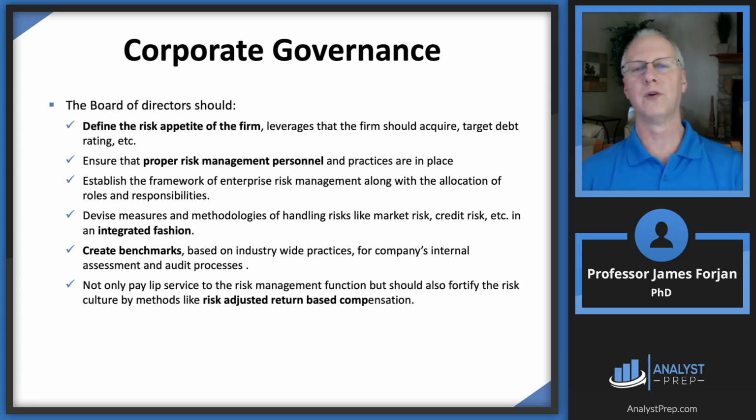Now, we've talked about the board of directors and its responsibilities in the previous chapter, but here's another good summary of this. Define risk appetite of the firm, ensure proper risk management personnel. I always tell my students that the overriding job of the board of directors, beyond the establishment of the strategy of the business, is to hire and fire the executive team. And so ensure that proper risk management personnel and practices are in place. That goes in line with that. Framework for enterprise risk management, allocation of roles and responsibilities, devise measures and methodologies.